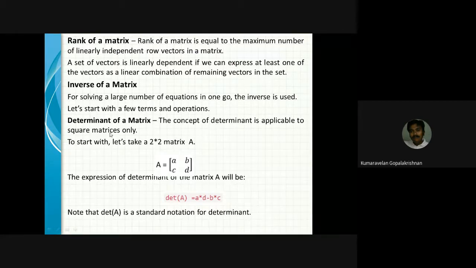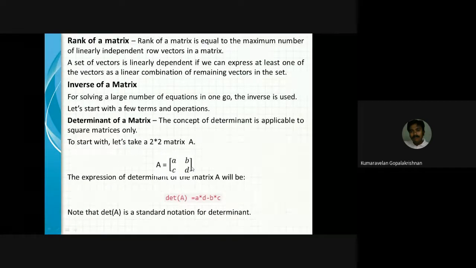Before going to find the inverse of the matrix, first let us see what the determinant of a matrix is and how to calculate it. Let's start with a simple example. Here I have taken a small 2 by 2 matrix A, which consists of the elements: the first row a, b, the second row c, d. How to calculate the determinant of this matrix?